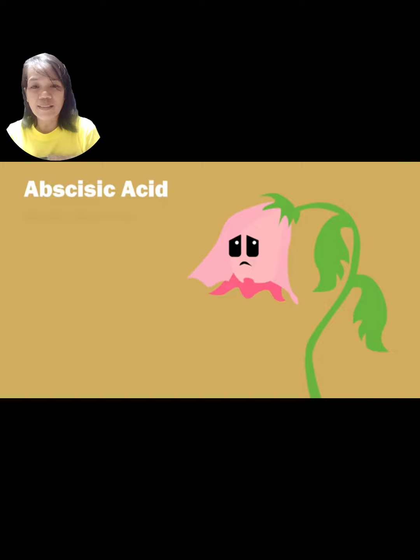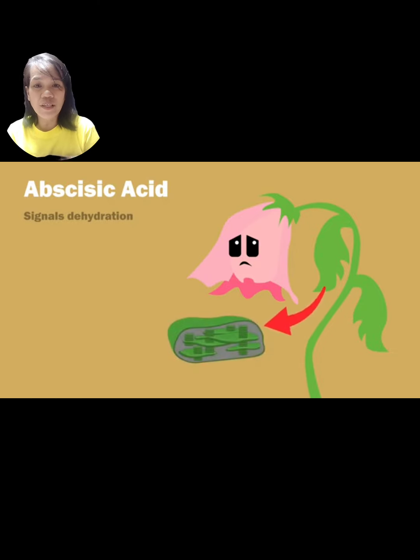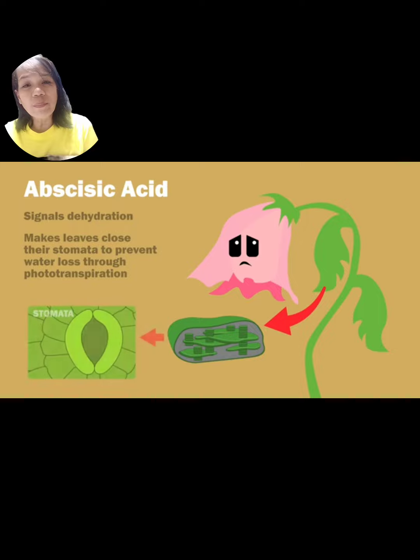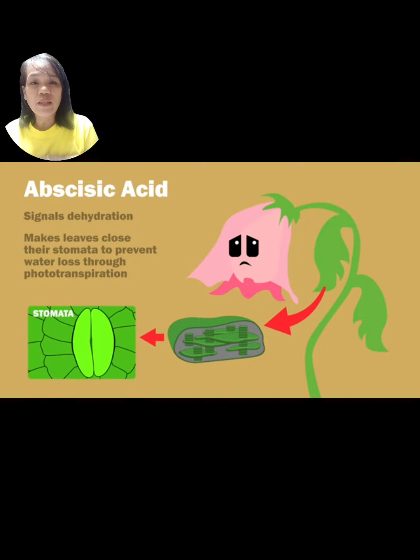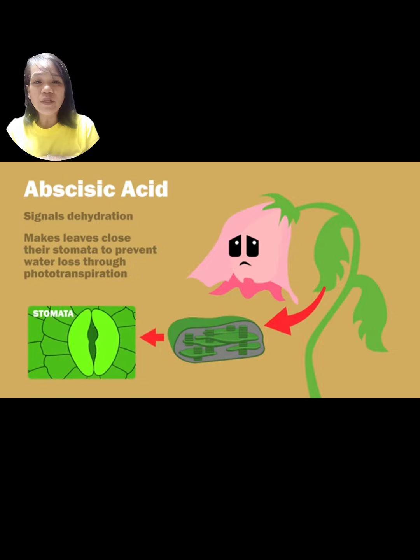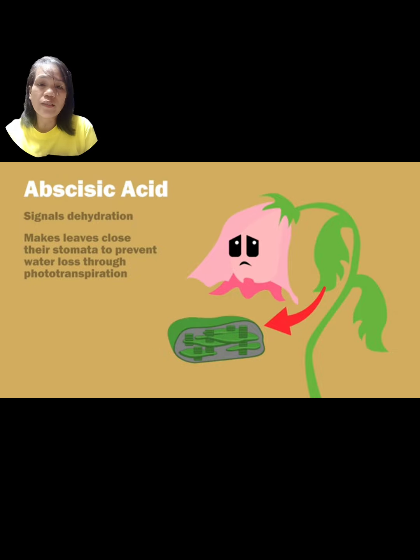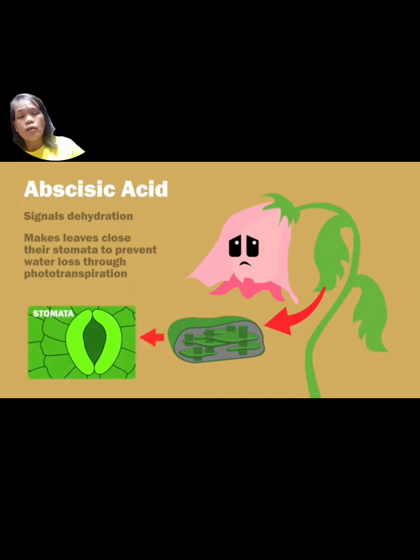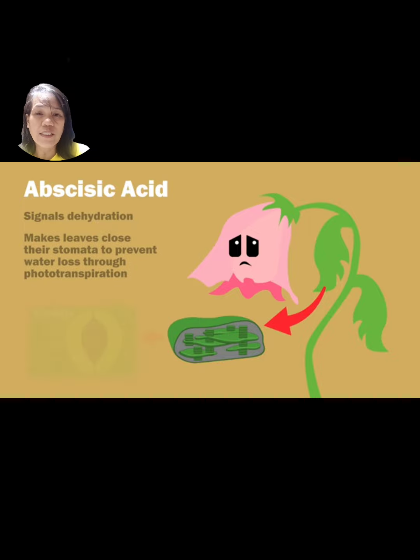Abscisic acid is a hormone that signals dehydration. It is synthesized in the chloroplasts of the leaves. When the plant is under water stress, this hormone travels to the xylem and causes the leaves to close the opening of the stomata to reduce the water loss from transpiration.